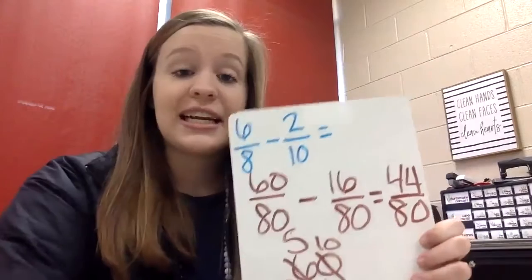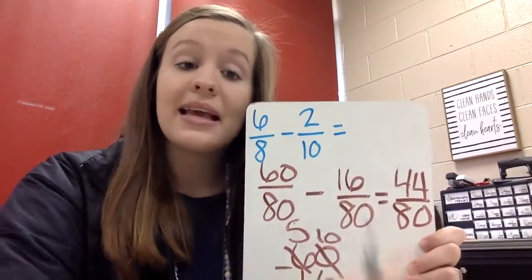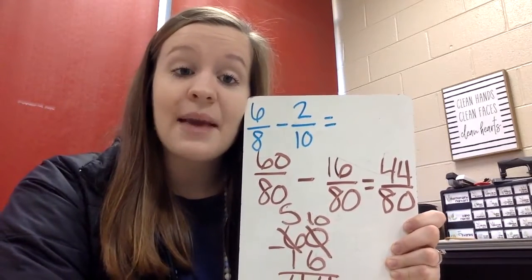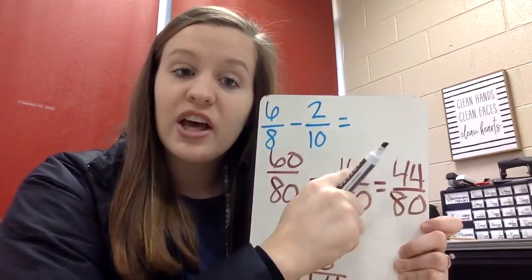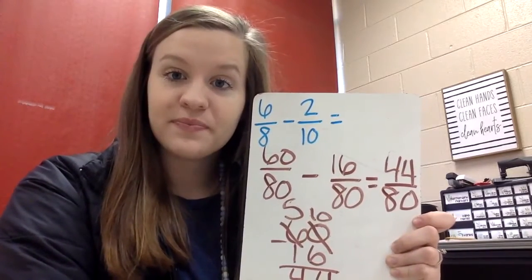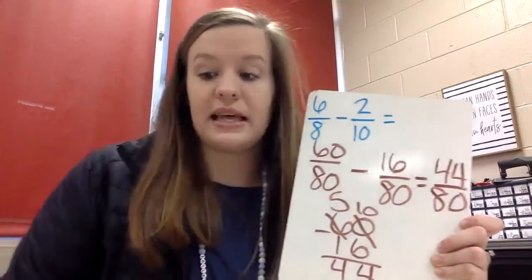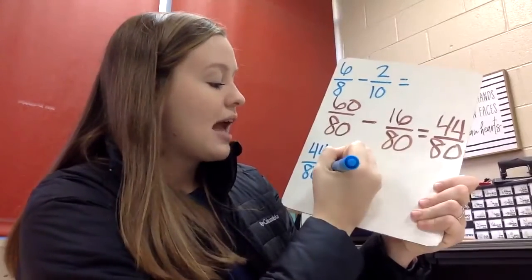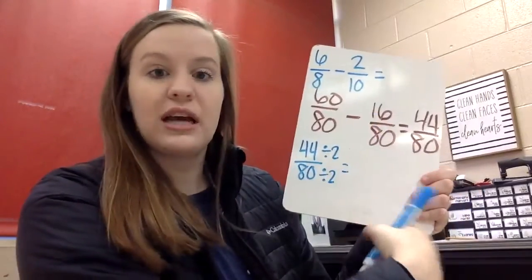Now, this fraction is not in simplest form. That means these two numbers have multiples or are divisible by the same number. What is the number that could go into both of these numbers? I know for a fact 2 can go into them. So I'm going to start to try to reduce this number. And you should have worked on this last year some. So this may be a refresher. But we start with our fraction, 44 over 80, right? And I'm going to start by dividing the top by 2 and dividing the bottom by 2.